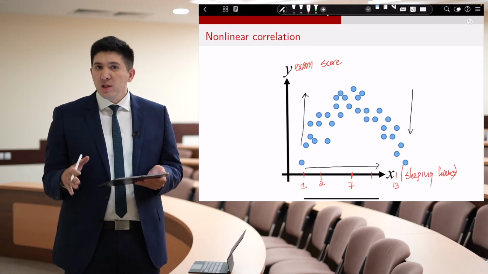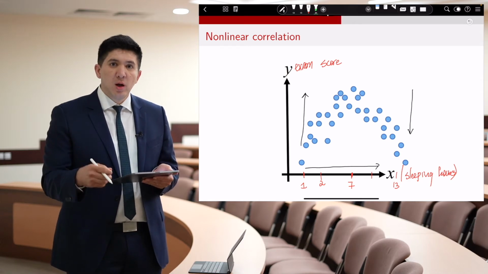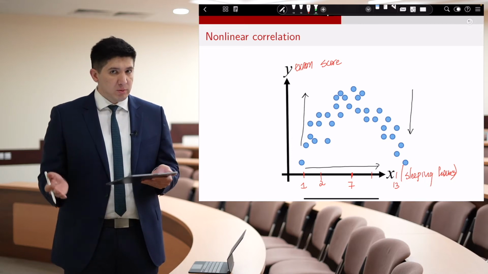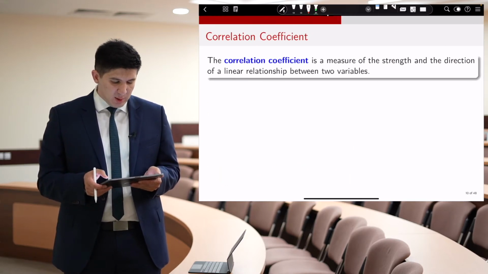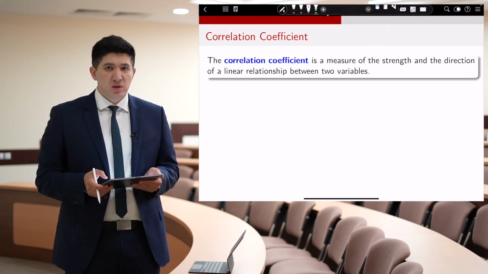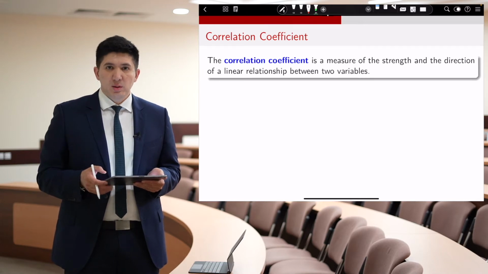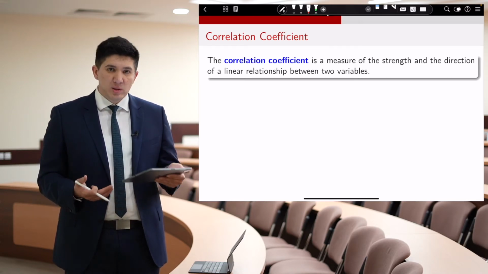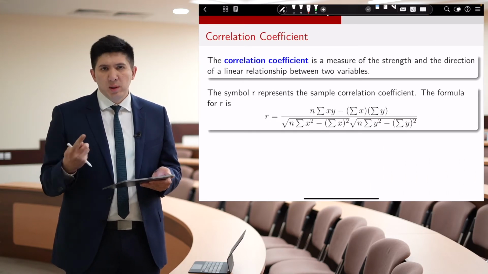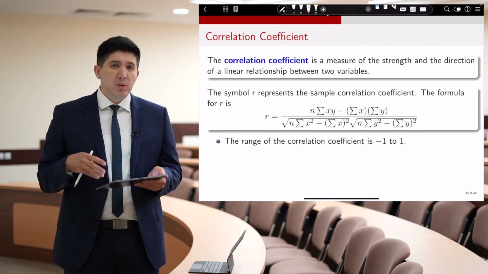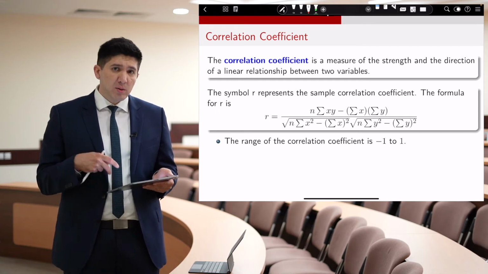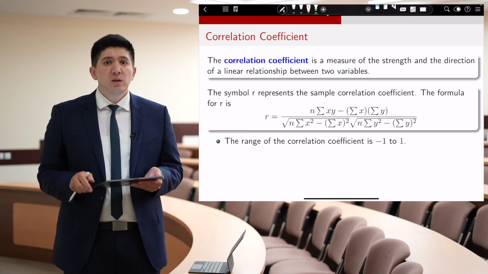What we are going to do in this lecture is try to measure the linear correlation between x and y. If there is linear correlation, we will be able to track it. We're going to do this using one number called the correlation coefficient. We take all of the points from x and all of the points from y, put them into a formula, which gives us just one number. This number is always between -1 and 1, and depending on its value, we can figure out whether there is a linear correlation or not.